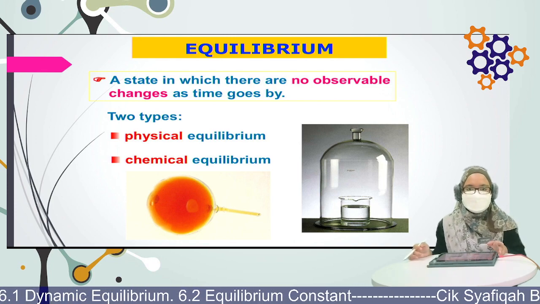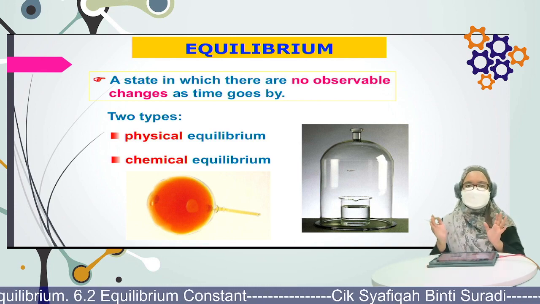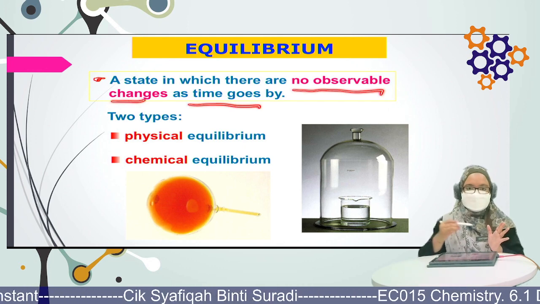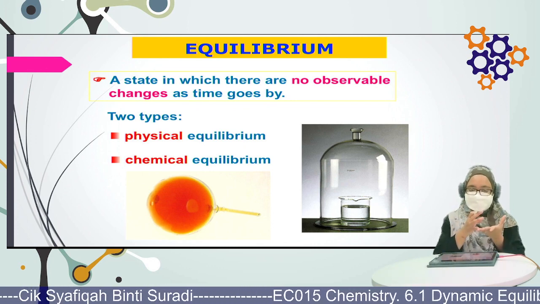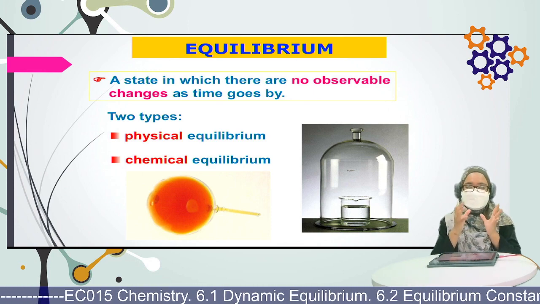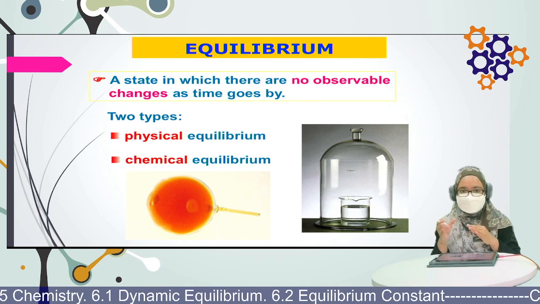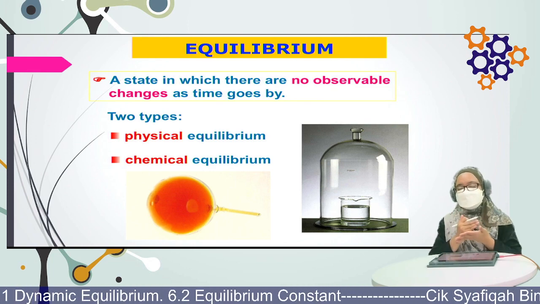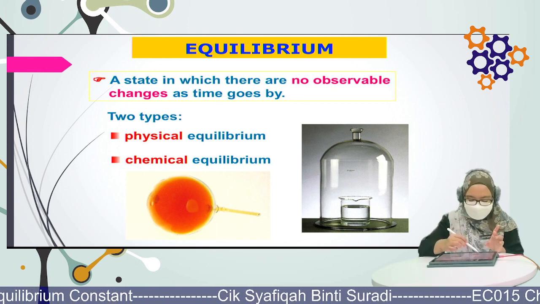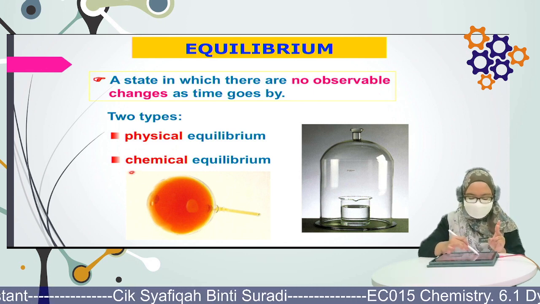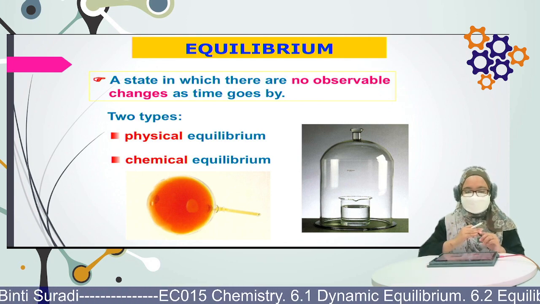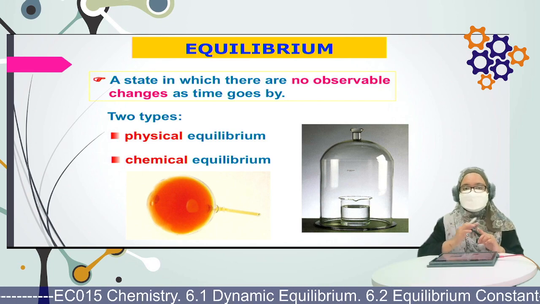So equilibrium yang awak belajar tadi adalah state di mana there are no observable changes as time goes by, which means that contohnya concentration of reactant tak change over time. Maksudnya dia dah capai equilibrium. So dekat sini ada two types of equilibrium. Yang pertama adalah physical equilibrium dan yang kedua adalah chemical equilibrium. So we want to see what is the difference between physical equilibrium as well as chemical equilibrium.